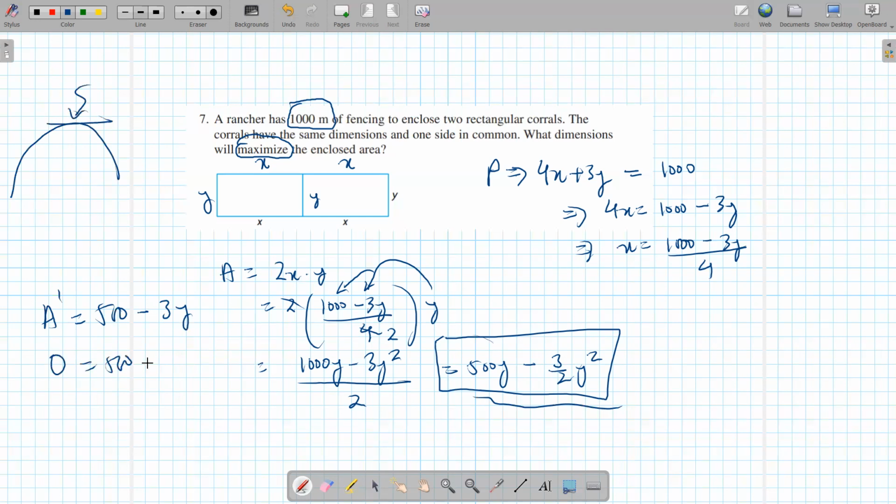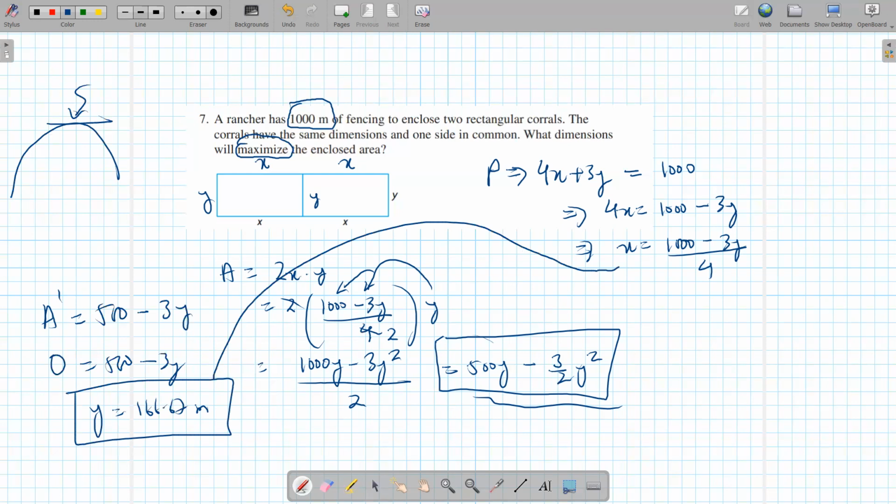So 0 equals 500 minus 3y, and then we can solve for what y is. It's just going to be 500 divided by 3. So y is 166.67 meters, okay? And then plug it back in here as y. So to find what x is, 1,000 minus that divided by 4. That's going to give x as 125 meters. So there you go. x is 125, and y is 166.67, and that will give you the maximum area of this. Cool?